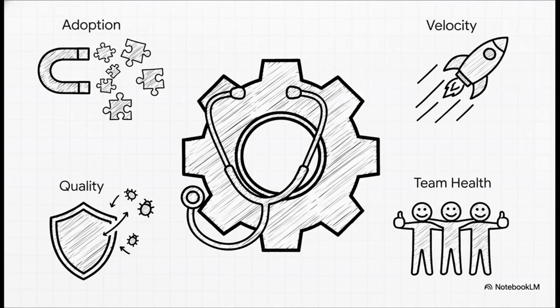If it decays, that consistency tax creeps right back in. So you need to monitor 4 critical dimensions. Adoption, are teams actually using it? Velocity, is it genuinely speeding up your time to market? Quality, are we seeing a drop in QA tickets and better accessibility scores? And finally, team health, are your people actively contributing to the system or are they fighting against it?